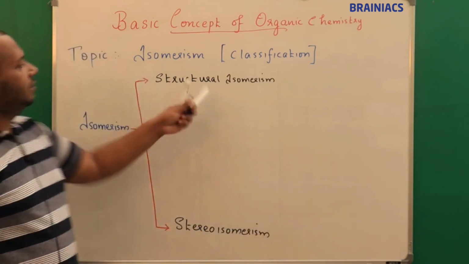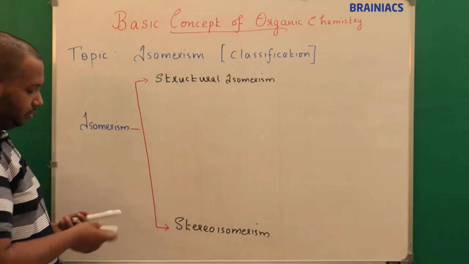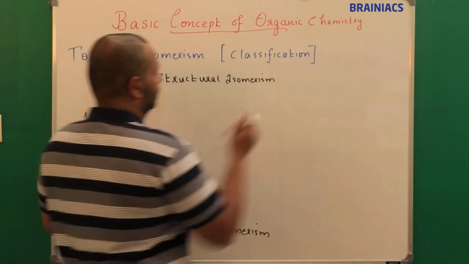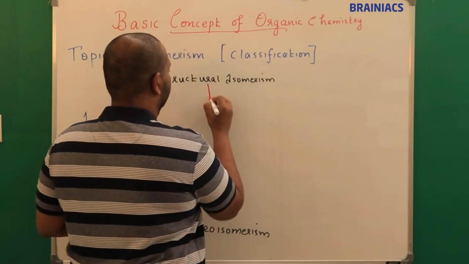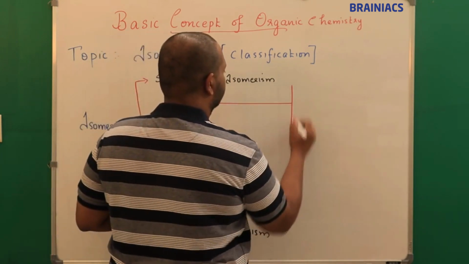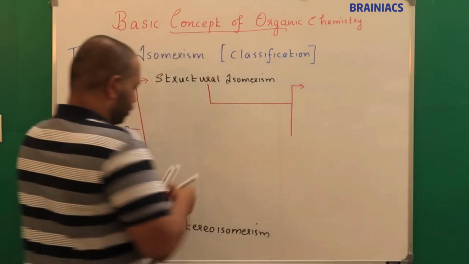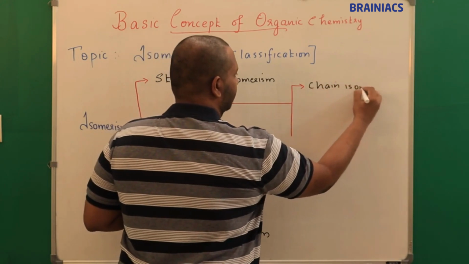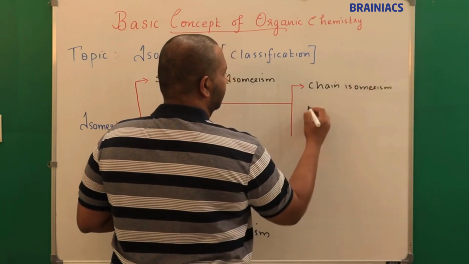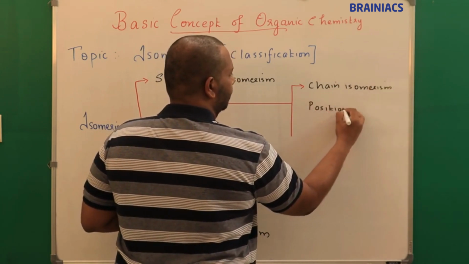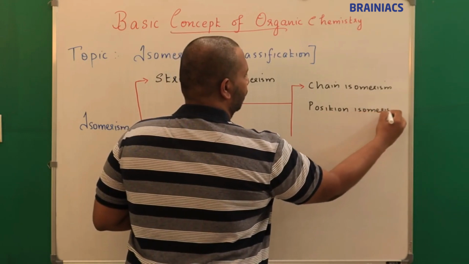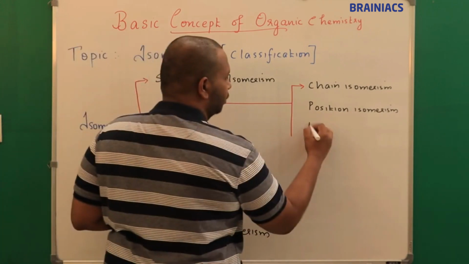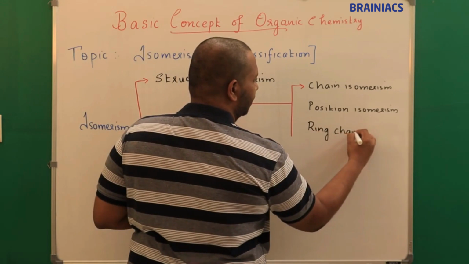And we can say this structural isomerism is further divided into, the first one I may say, chain isomerism. It's called chain isomerism, very very important. And it is further divided into position isomerism. I will explain all these things. Then it is further divided into ring chain isomerism.